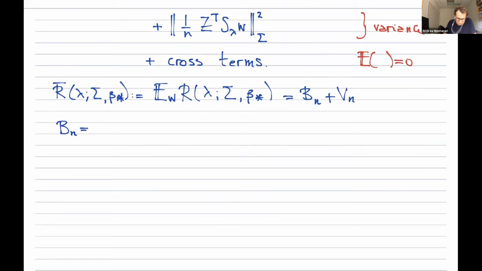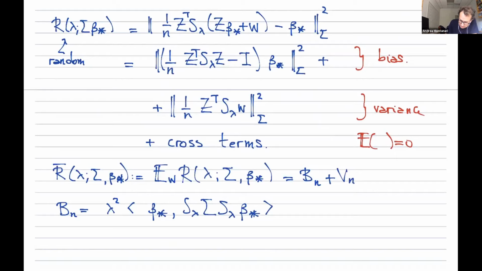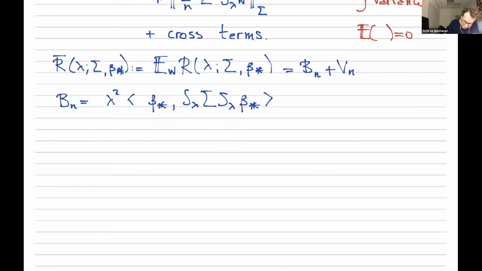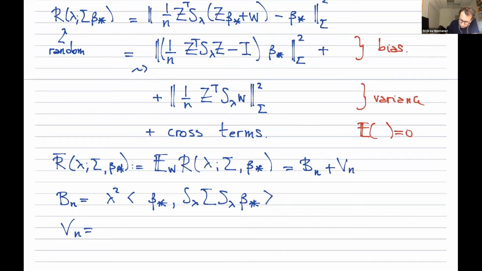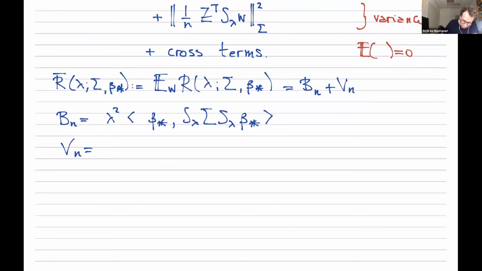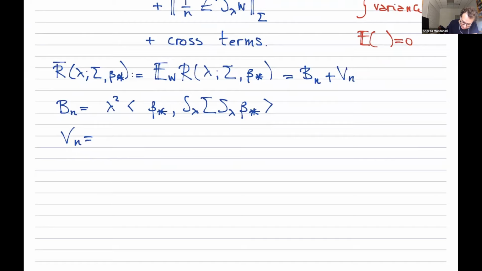If you do the algebra, the bias takes the form of lambda times beta star times S lambda sigma S lambda beta star. This is just doing a little reordering of the matrices. Here there is nothing to do with W, since it doesn't depend on W. For the variance, you have to take the expectation: 1 over n square, the expectation of W, then S lambda, S is symmetric, then Z transpose, then Z S lambda W.